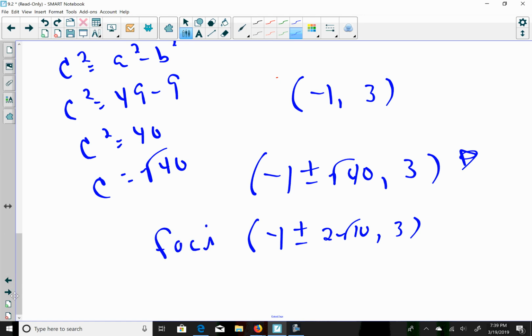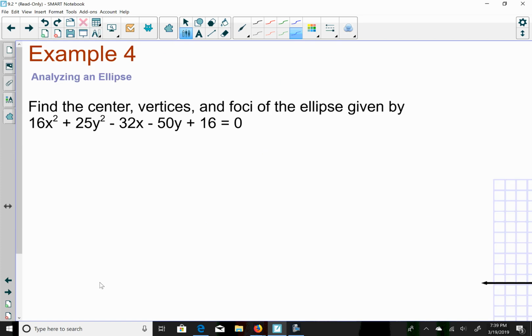Okay, looking at the next one. You want to find the center, vertices, and foci, the same thing that we just did on the last one. So I'm going to give you a second to pause the video and try and do it on your own, and we'll see if we match at the end.